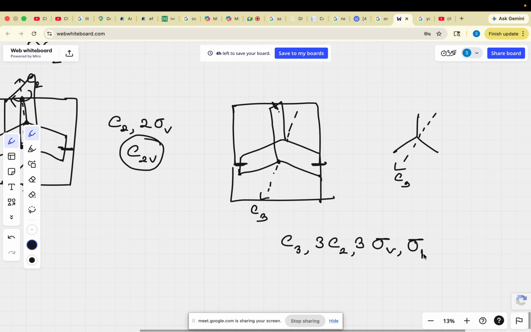And what you are getting is the sigma h plane. So I have a C3 axis, 3 C2 axes, 3 sigma v, and sigma h. That will lead to D3h point group.